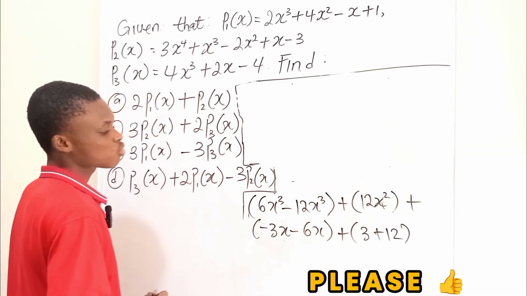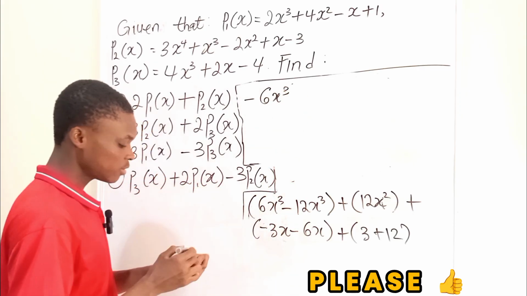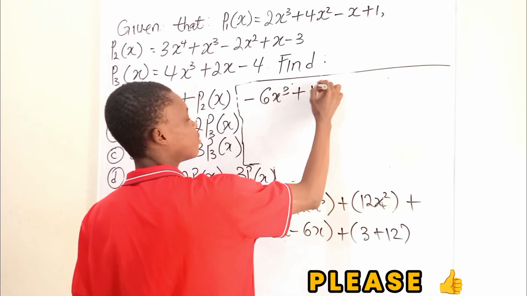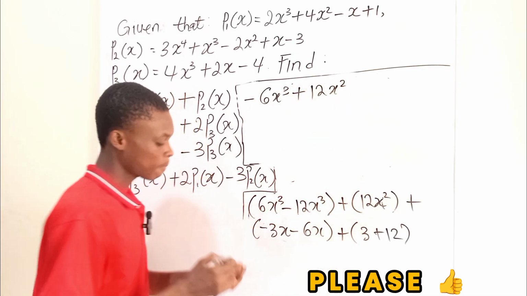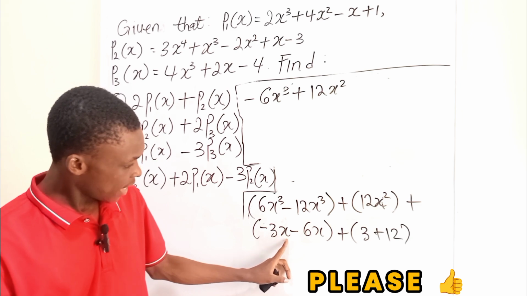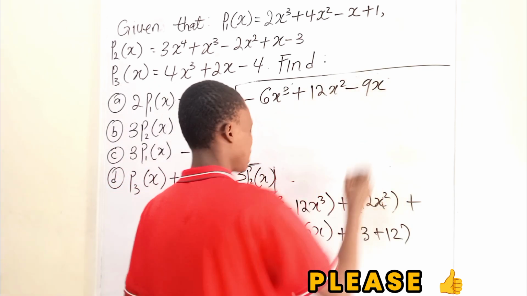6x cubed minus 12x cubed gives us minus 6x cubed because 6 minus 12 gives us minus 6. Now this plus 12x squared still remains. Now minus 3x minus 6x gives us minus 9x.